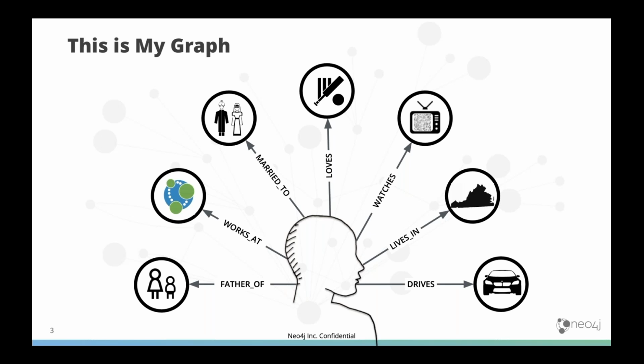I also like to watch movies and shows. In fact, sometimes I binge watch more than I should. I live in the US state of Virginia. I don't know if people can tell by that map if that's the state of Virginia. And then I drive a car that doesn't look like the car that you're seeing in the picture here. But basically, this is a graph of me and things that I'm connected to via relationships. And that, in essence, is what Neo4j is all about: connections in data.